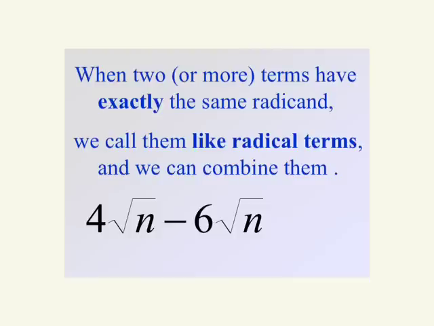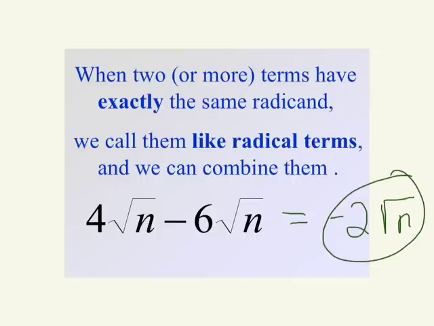When 2 or more terms have exactly the same radicand, we call them like radical terms. And whenever we have like radical terms, we can go ahead and combine them. So for example, 4 radical n minus 6 radical n would equal negative 2, because 4 minus 6 is negative 2, and then our radicand stays the same. So it would be negative 2 radical n, or negative 2 square root of n.